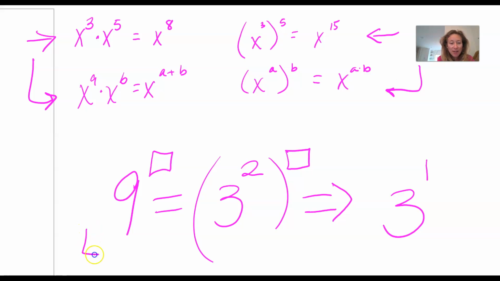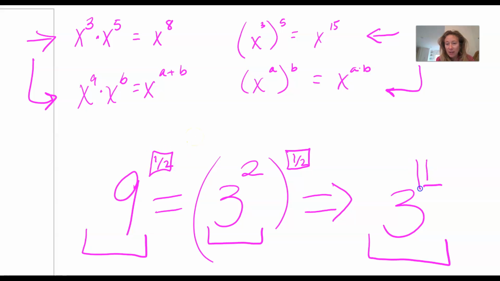So I'm trying to think, 9 to what exponent is equal to 3 to the first power? Another way of writing 9, as we know, is that 9 is 3 times 3, or 3 to the second power. And if I'm going to be multiplying the exponents, 2 times what makes 1? That is actually going to be 2 times 1/2. So the shortcut is that 9 to the 1/2 power is equal to 3.